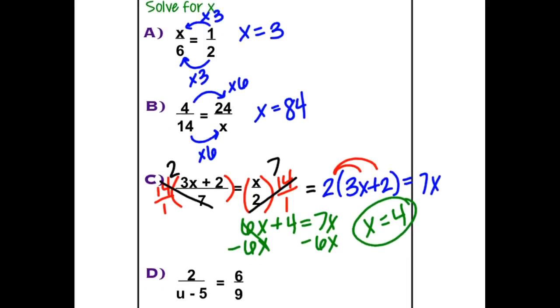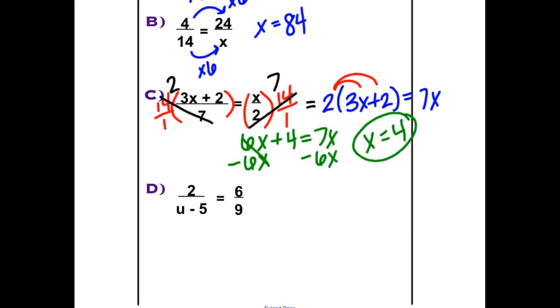Looking at this third one. Now, I can't quite clear the denominator without making it super ultra messy. So instead, I'm going to do a little flipperoo. The nice part about a proportion is, as long as the 2 and the 6 are either directly across from each other or above and below one another, and they're not diagonal from one another, we're still correct with our proportion. So I'm going to flip this whole proportion upside down, which means I now have u minus 5 over 2 equal to 9 over 6.